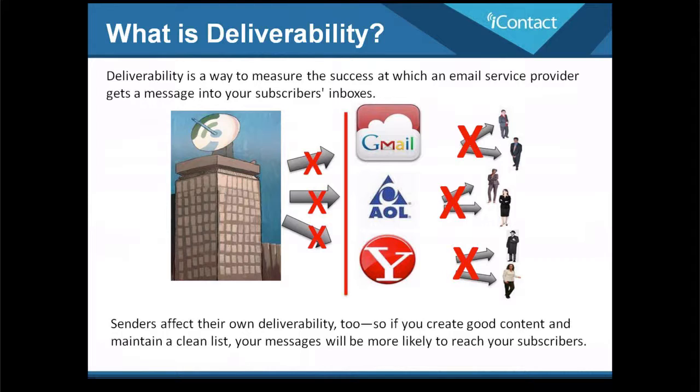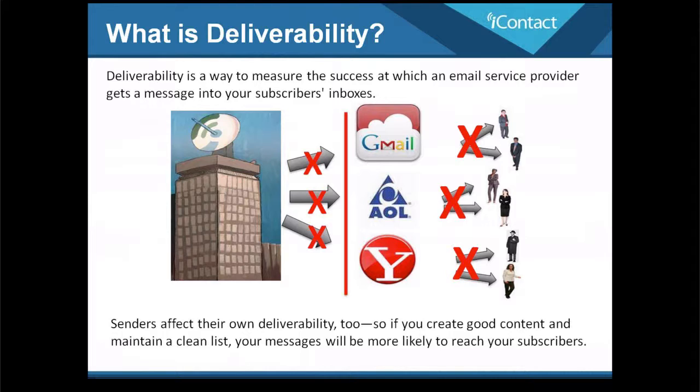I'd like to explain deliverability. Deliverability is a way to measure the success at which an email marketer gets a message into your subscribers' inboxes. An email services provider's deliverability rate is the percentage of email addresses that were actually delivered to versus the total number of email addresses scheduled to be sent to.